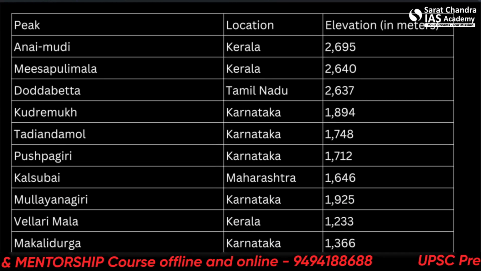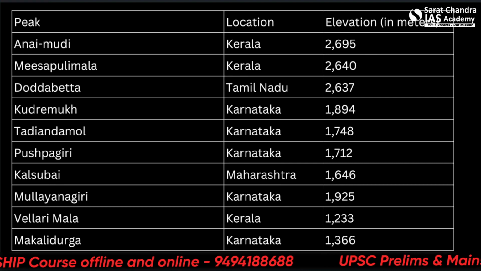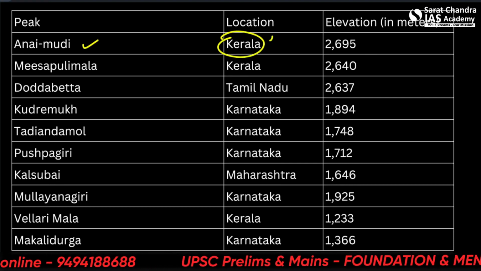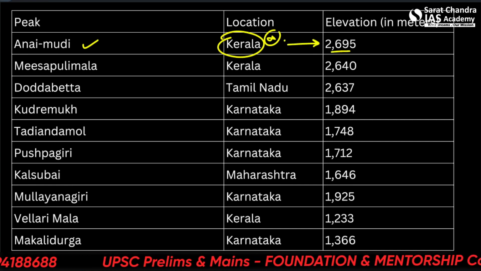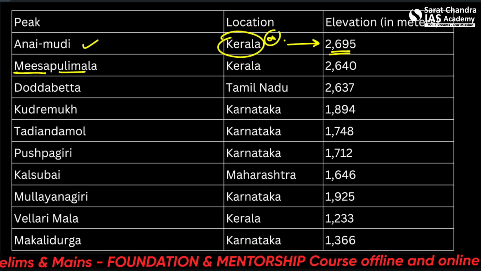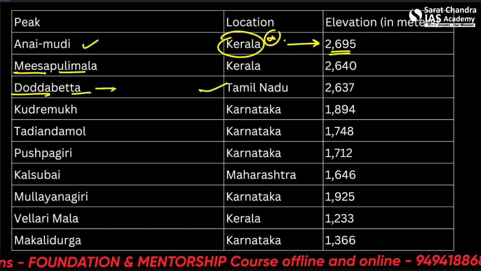Okay. So let's see the highest peaks of Western Ghats. This is Anaimudi, the elephant's forehead. Location is Kerala. Please remember these states. And elevation is over 2,600 meters. Second is Doddabetta. It is the highest in Tamil Nadu, near Ooty.